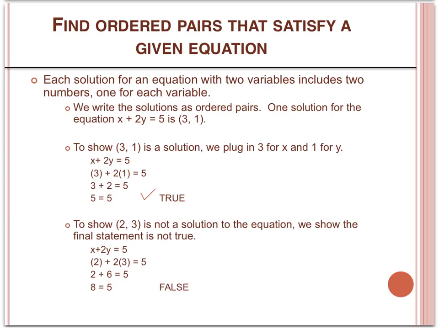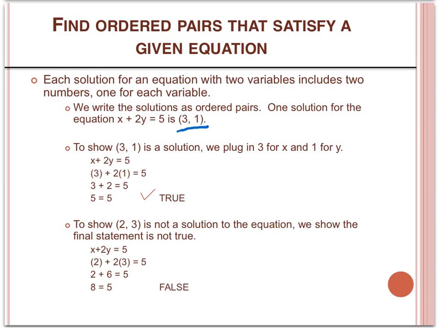Now let's talk about how to find ordered pairs that satisfy a given equation. Each solution for an equation with 2 variables includes 2 numbers, one for each variable. We write the solutions as ordered pairs. A solution to a given equation is simply the ordered pair that, when it's plugged in, makes the equation true. So for example, if we're given that (3, 1) is a solution to x + 2y = 5, to show it's a solution, we plug in 3 for every x and 1 for the y.